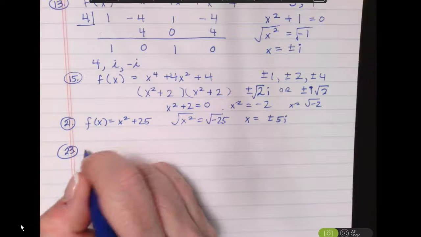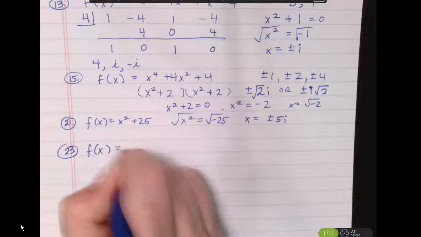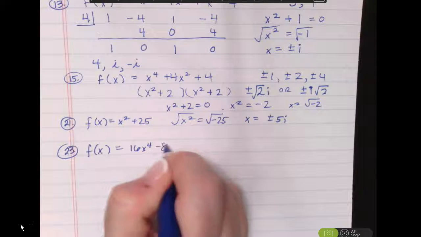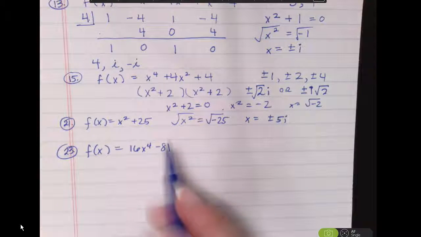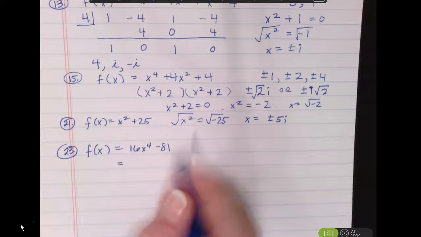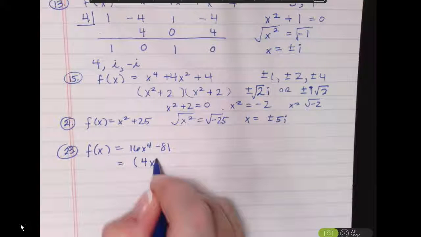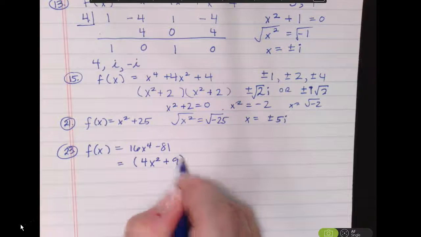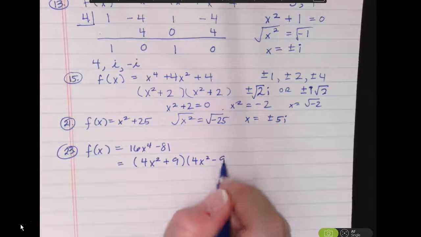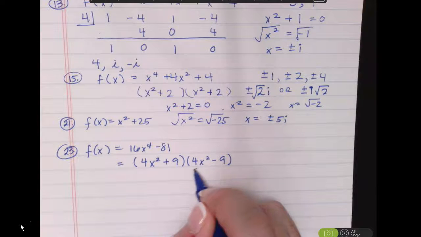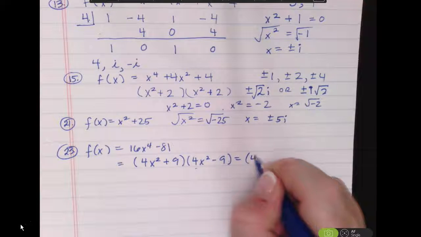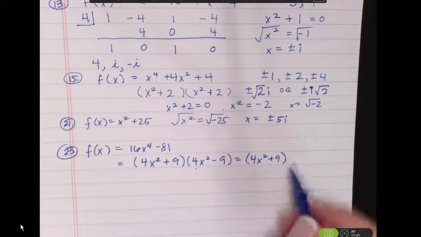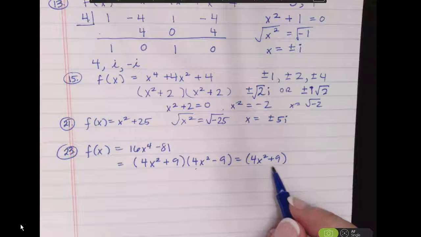we've got f of x equals 16x to the 4th minus 81. And we're supposed to find all the roots. And fortunately for me, I notice that that's a difference of squares, so I'm going to go ahead and factor it. I get 4x squared plus 9 and 4x squared minus 9. And then I see this guy is a difference of squares as well, so let me rewrite that. 4x squared plus 9 is not a difference of squares, and I know for a fact that one doesn't factor, so we'll deal with that in a minute.